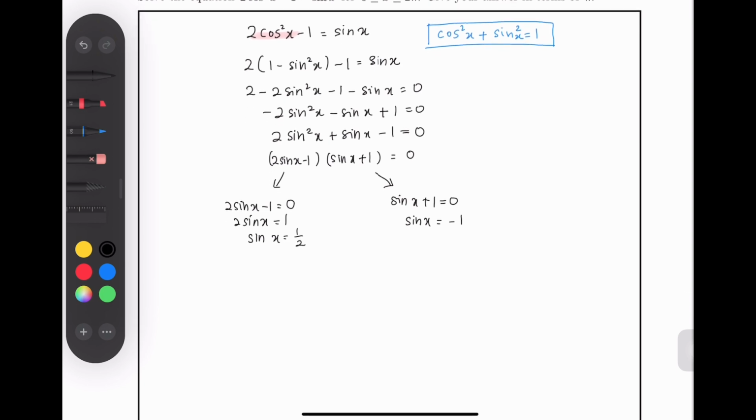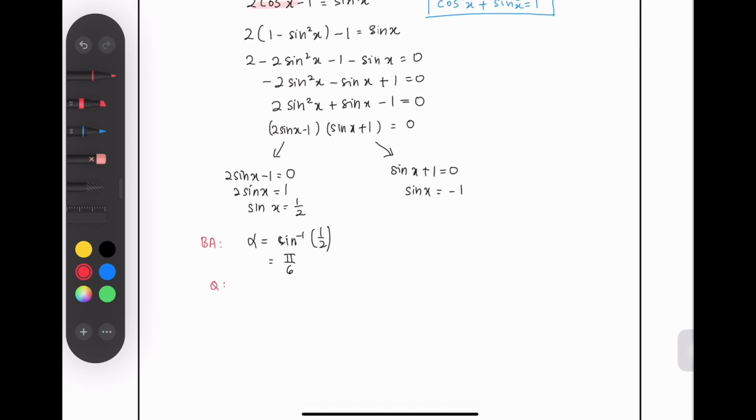Next, we have to follow the 4 rules, which is BAQIR. The first one is BA, basic angle. So alpha is arc sine 1 over 2, and the answer is pi over 6. Next step is Q for quadrant. Sine positive is in the first and second quadrant. So this is pi over 6 and pi over 6.